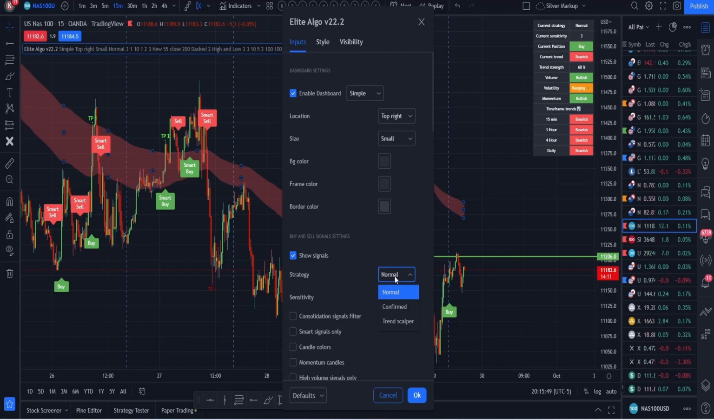Well, here's what I like. You have different levels of trading. So you have the normal, which is what I use the most because it gives you just solid entries, and you can calibrate where the market is, where the algorithm is looking for in the market to confirm a trade.